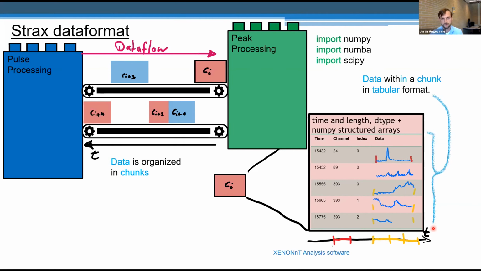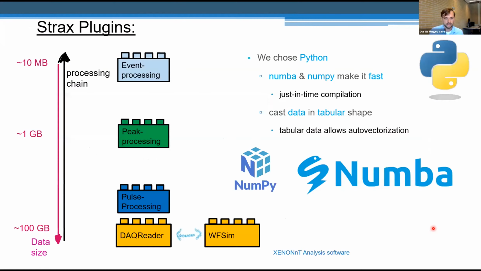Because of this, and because of the great features from numpy structured arrays and numba, we're able to do all this processing live in Python. So using just-in-time compilation, most of the low-level software especially is relying heavily on numba. And because of this tabular format, we're able to do auto-vectorization, which makes it really fast to go through all of this data.